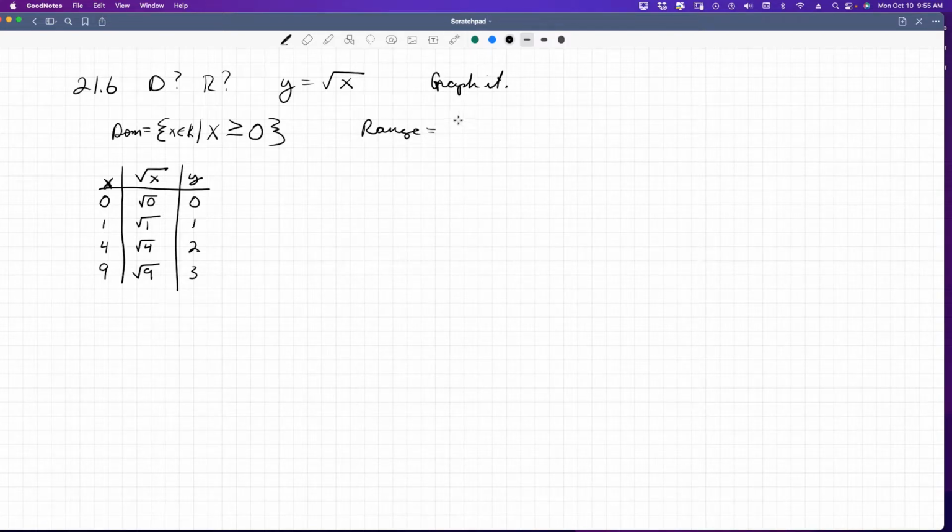My range is equal to y is a member of the set of all real numbers such that y is greater than or equal to 0. Just like the x was, except we use y values. So now I'm going to graph this.